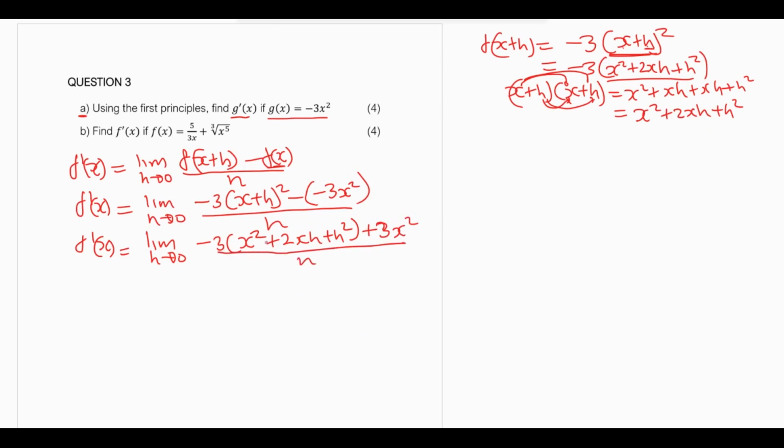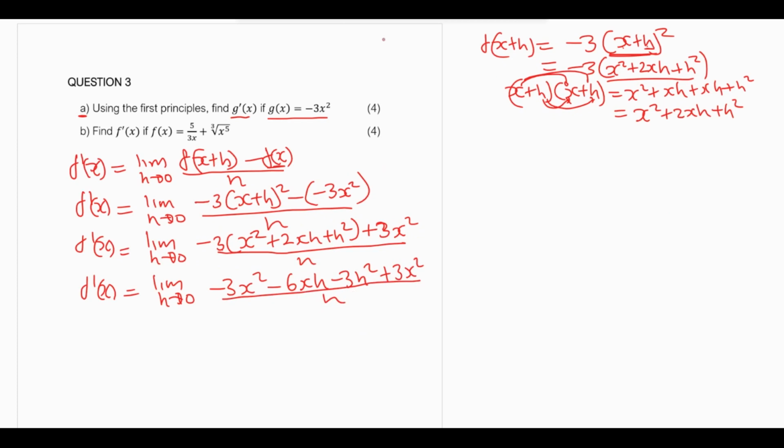Let's distribute negative 3 here. F prime x is equal to lim h approaching 0, negative 3 times x squared, that is negative 3x squared, then negative 3 times 2xh, that is negative 6xh, negative 3 times h squared, that is negative 3h squared, plus 3x squared, all this divided by h.